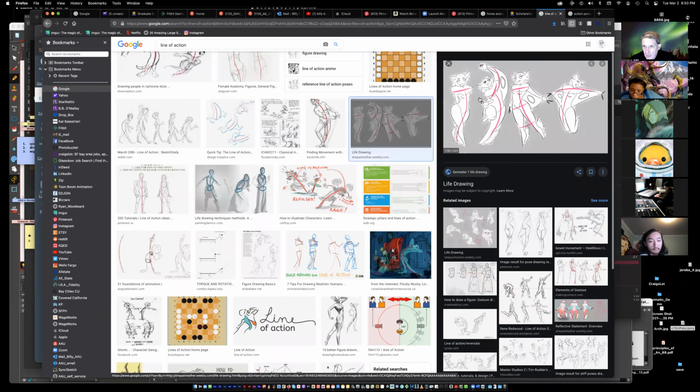You know, for some reason I like this. Even though it's a furry, I hate furries. But I kind of just like the way the head, the body, the line of action follows the pose.